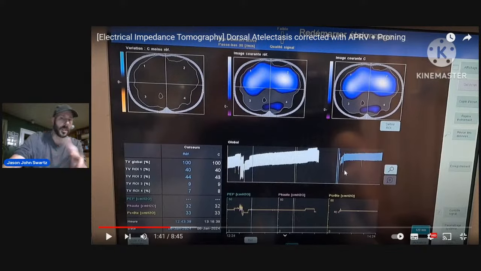The electrical impedance tomography, the PulmoVista 500 by Draeger. Go see some of my archived videos. I have an introduction to electrical impedance tomography. I have EIT-guided mechanical ventilation. I have PulmoVista 500 guided APRV cases.